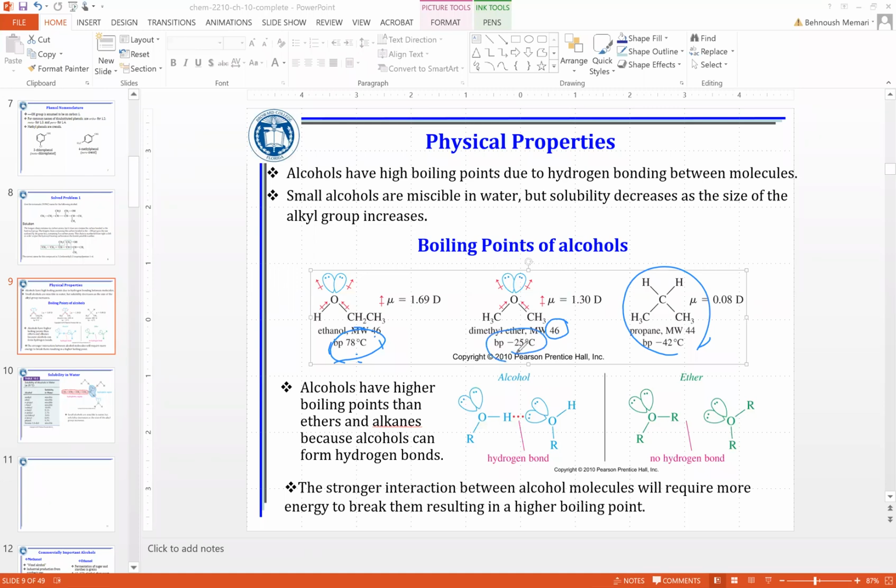And for propane, there are only dispersion forces. There's no polarity here. And for dispersion forces, because they are very weak, the boiling point is going to be even smaller.